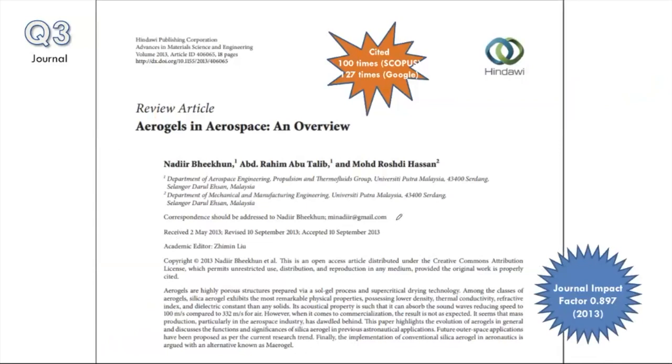Another article that we managed to clock many citations for is another good example, even though it is in a Q3 journal. It has been cited more than 100 times in Scopus and 127 times in Google, and the citations are still increasing even in the year 2021. The journal impact factor for this publisher, Hindawi, is only 0.897 in the year 2013, but the impact of the article is huge, where we can see clearly that there are many researchers citing this particular article.